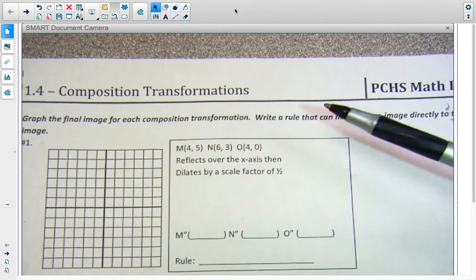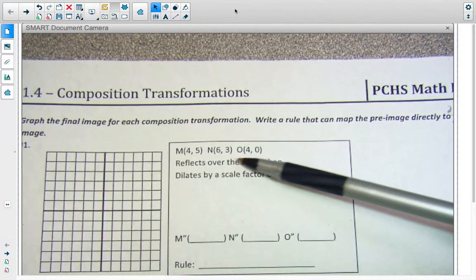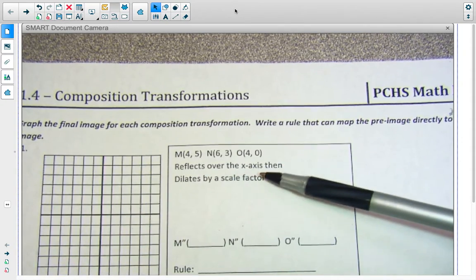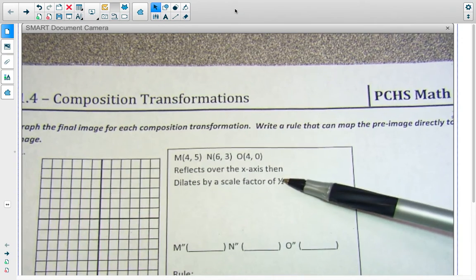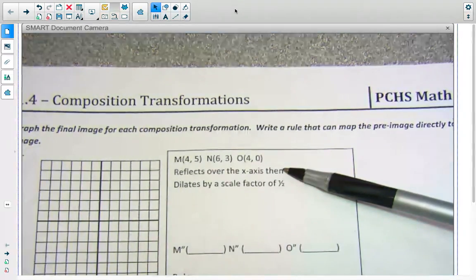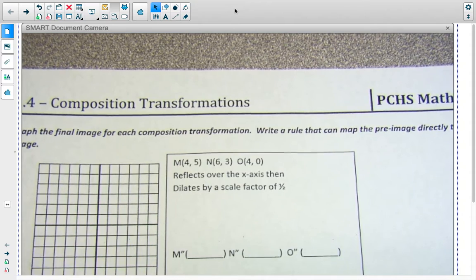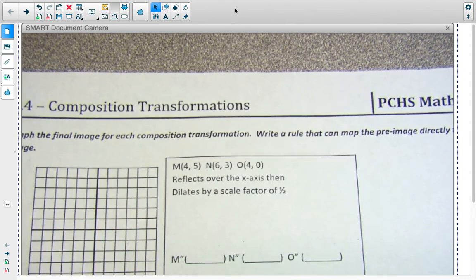So for the first one that we have here, we're given ordered pairs. It's telling us that it reflects over the x-axis. Then we want to dilate it by a scale factor of 1/2. So that means we're going to be doing two different transformations. The first one is going to be a reflection, and then the second one is going to be a dilation. So the first thing that I would do is just write my rules down so that I know what I'm doing to each ordered pair.